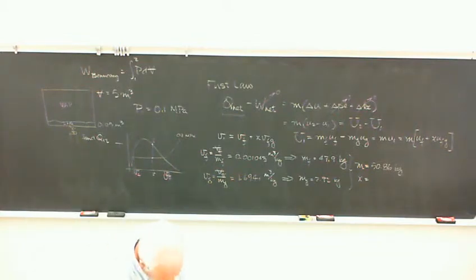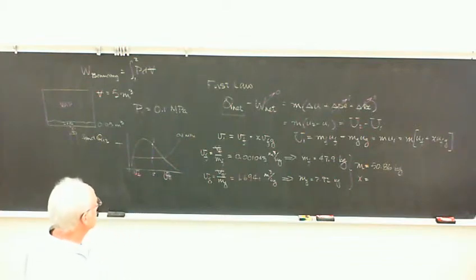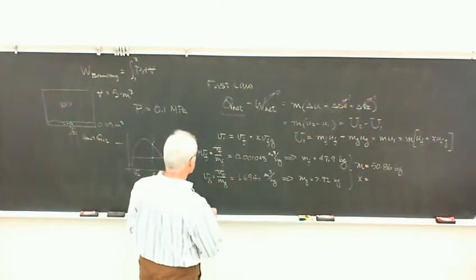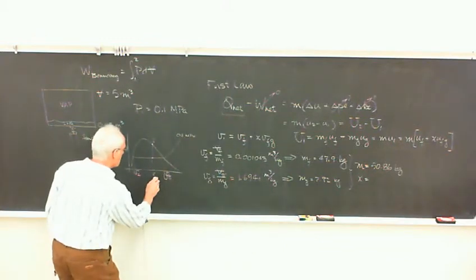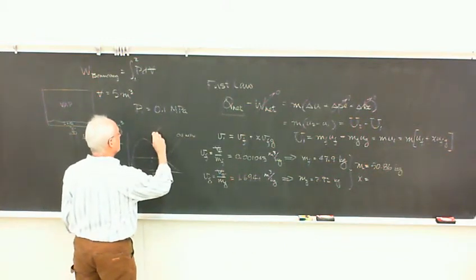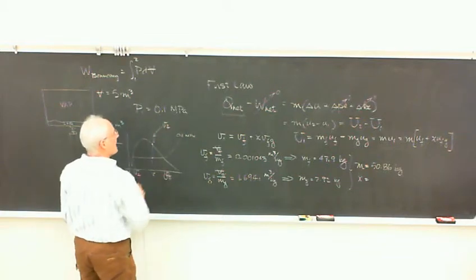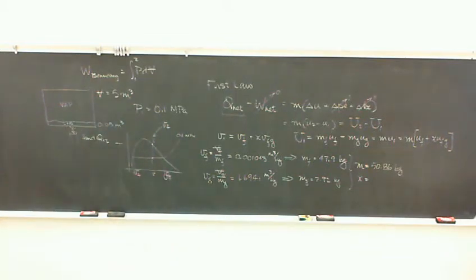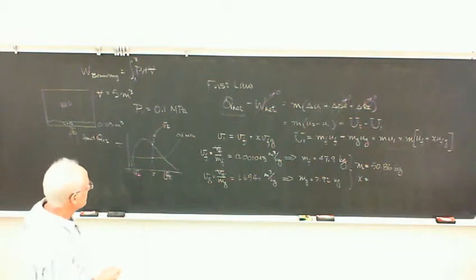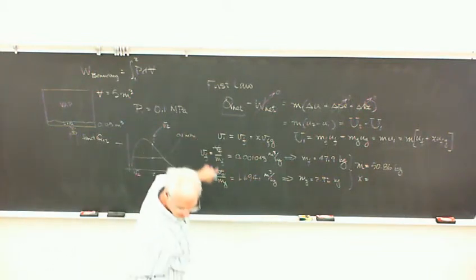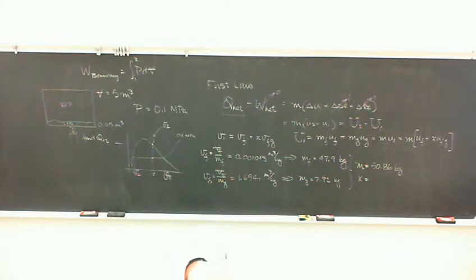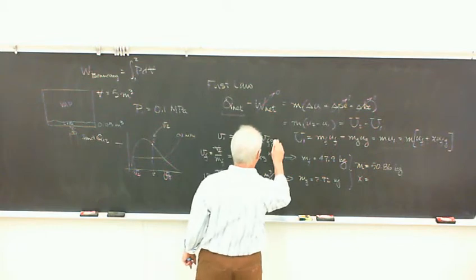Then what else? Oh, we need to do the same thing for two. Establish state point two. We know the specific volume, and we know it's at saturated conditions. So once we find the specific volume, which we would have had here, it turns out to be 0.098.